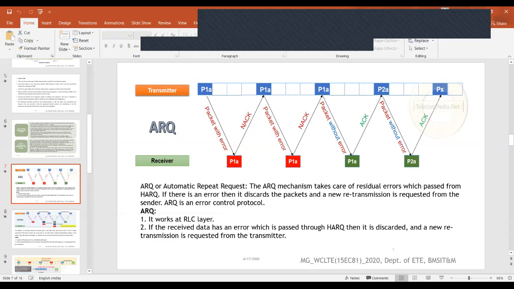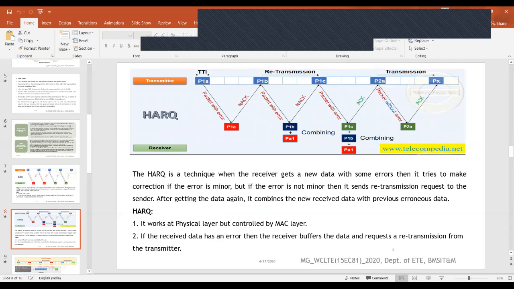Then, when the receiver receives a packet without error, it sends the positive acknowledgement. Then the transmitter sends the next packet to A, right? So as I said, ARQ is implemented in the radio link layer, right? This is about one type. The next one is incremental redundancy, right?